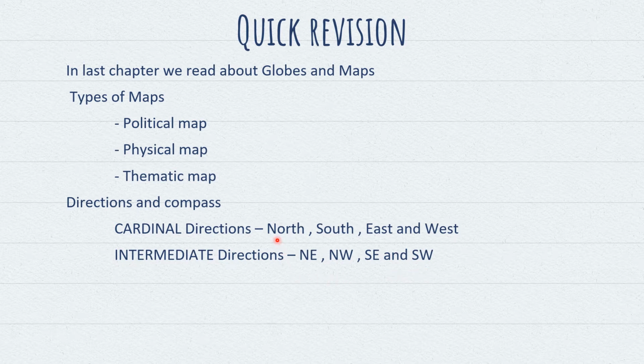The intermediate directions are the directions which lie between two consecutive directions. So in between north and east lies northeast, in between north and west lies northwest, in between south and east lies southeast, and in between south and west lies southwest. These are the directions.